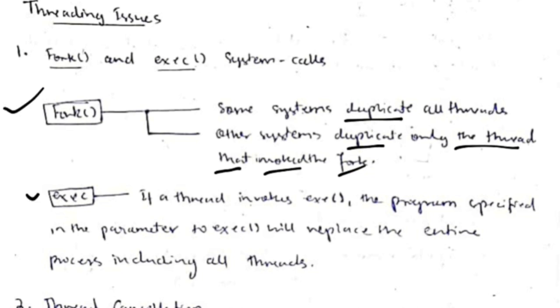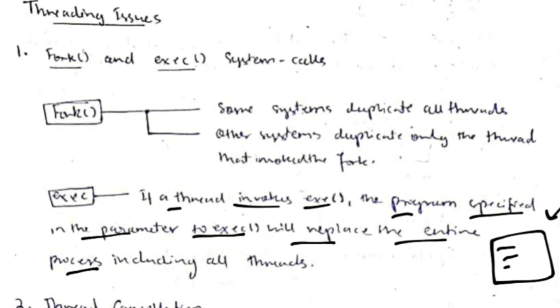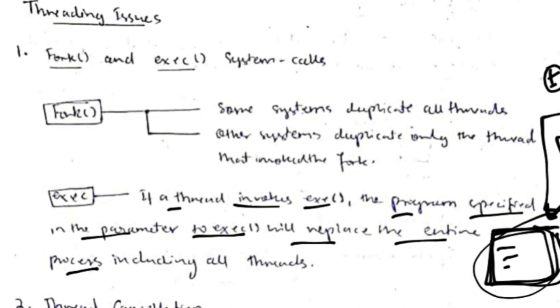And the second one is execute. Execute means calling a program or a particular process to be executed. Okay, so in that case, if a thread invokes execution, at that time the program specified in the parameter to execute will replace the entire process. So suppose that the process was to add 2 numbers. At that time the input was taken, the program to add the 2 numbers was called. Okay, and while this program was called, the whole process was replaced by this program, so that the computer won't know what the process being called was. So that's a limitation of threading.